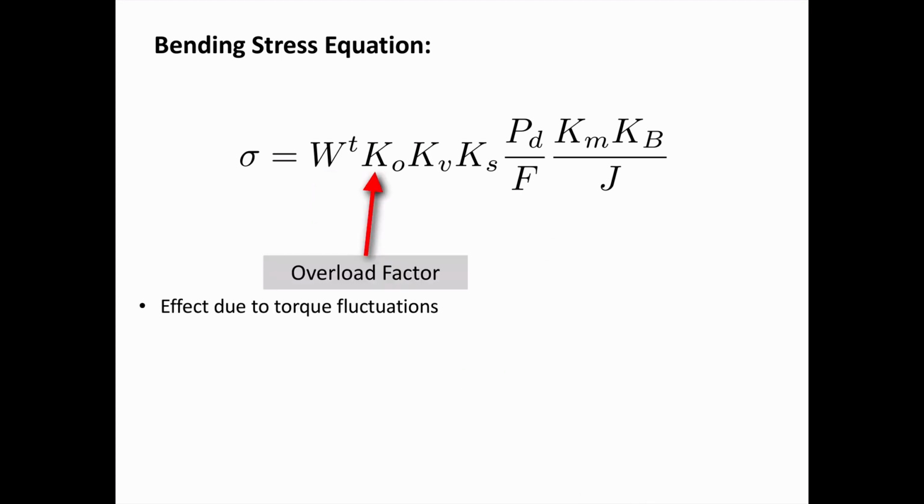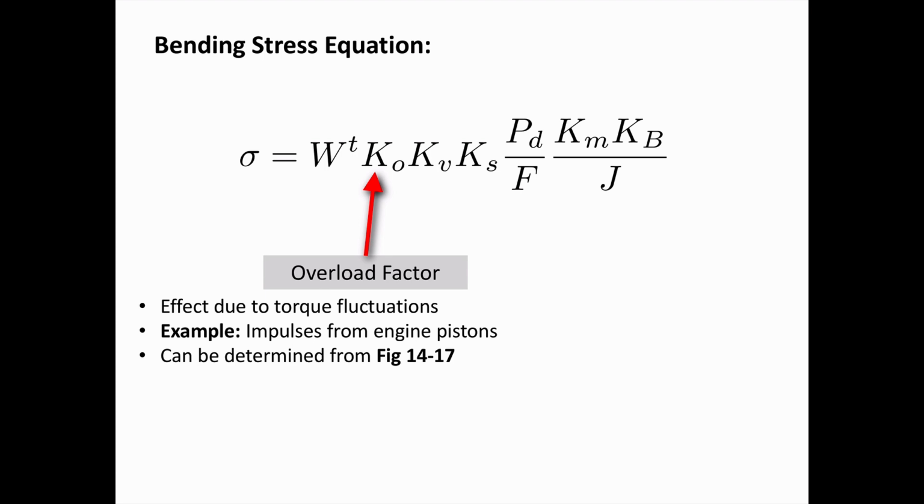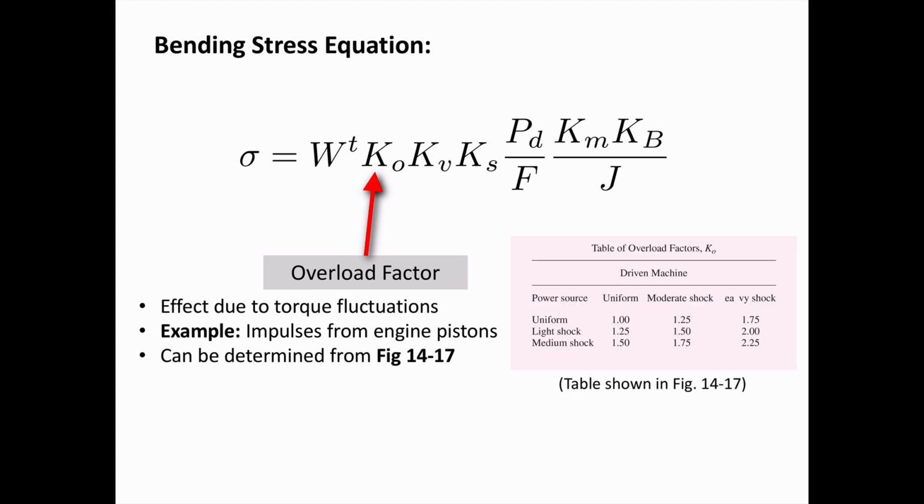The overload factor. This quantifies the effect due to torque fluctuations on stress. So for example, if we have an automotive engine with a four-stroke engine, we have fluctuations in torque due to the power cycle. This overload factor can be determined from a table in figure 14-17. If we have a uniform power source, this overload factor is simply 1.